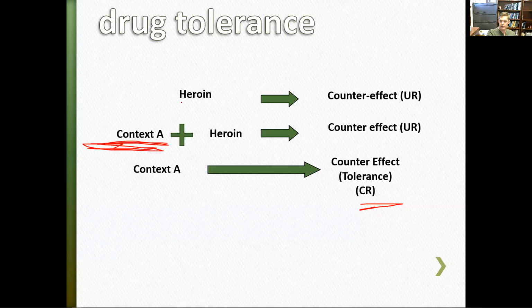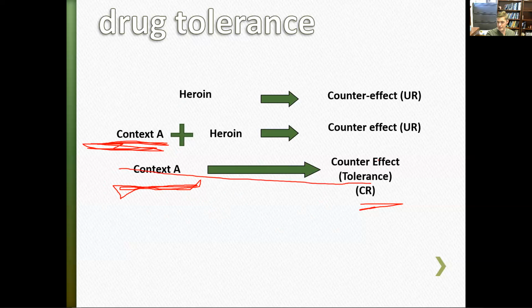The reason why you've built this tolerance is because your body has learned that when it sees needles and your mother's basement and all these kinds of paraphernalia, that it needs to prepare for heroin, and it's getting better and better at learning when to prepare itself for heroin, to remove it from its system and to counter those effects. So now, for example, say you essentially remove all of these context effects.